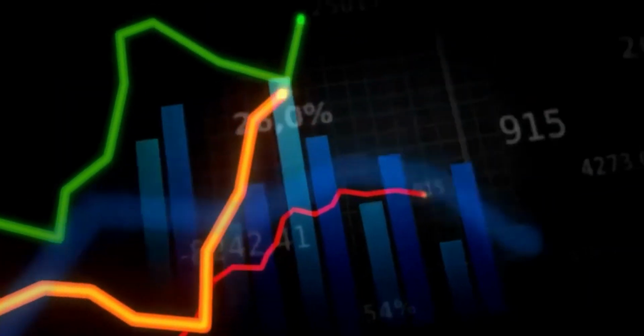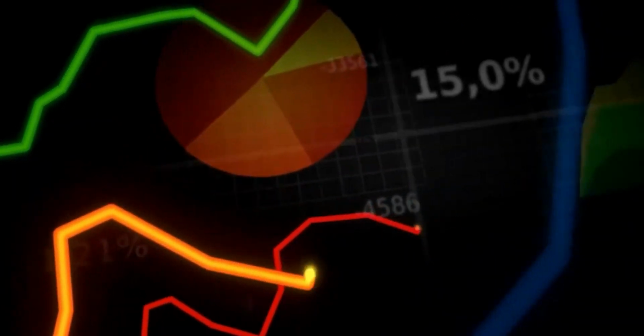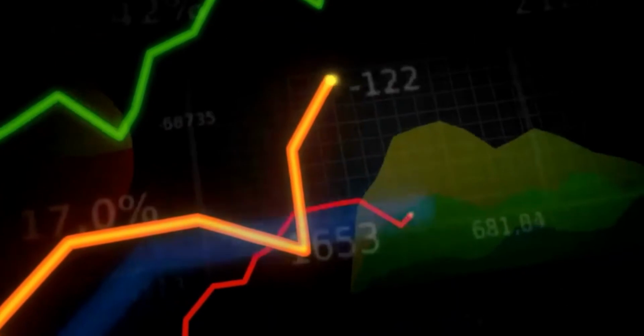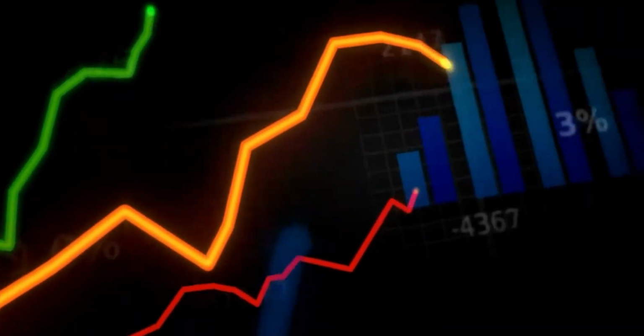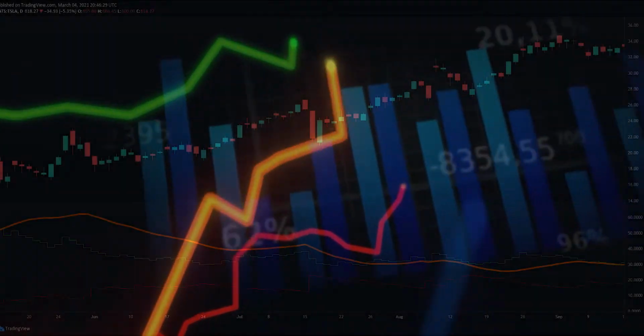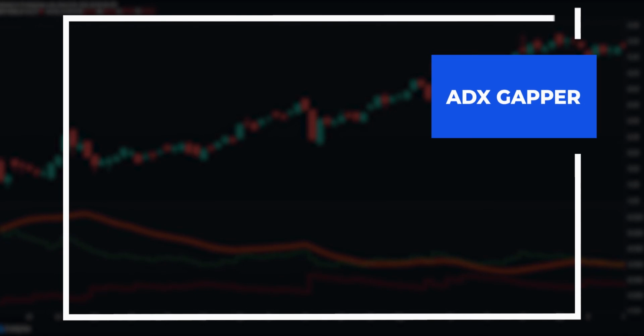The second strategy is with the combined indicator DMI, where you have ADX indicator, minus DI and plus DI. In the book it's called ADX Gapper, and you will find out why shortly. Now let's take a look at what you need as a setup from the DMI indicator.